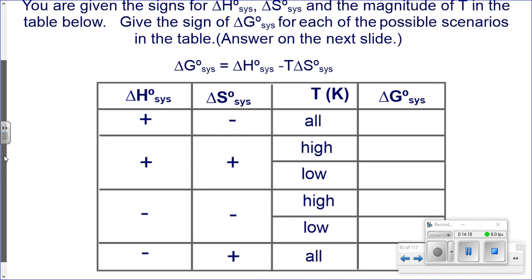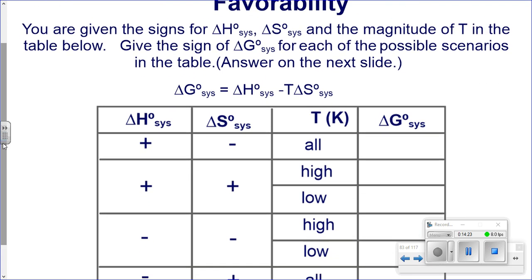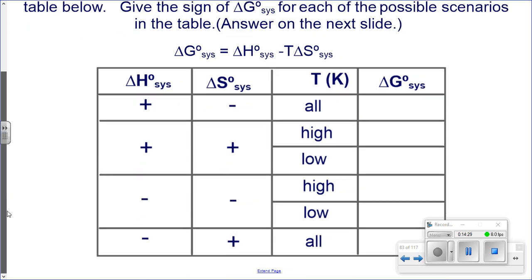Here's a beautiful chart. Give the sign of delta G. Okay, let's see if we can do this. The sign of delta G. When delta H is positive and delta S is negative, at all temperatures, delta G will be positive. That's not good. However, that's the worst case scenario.